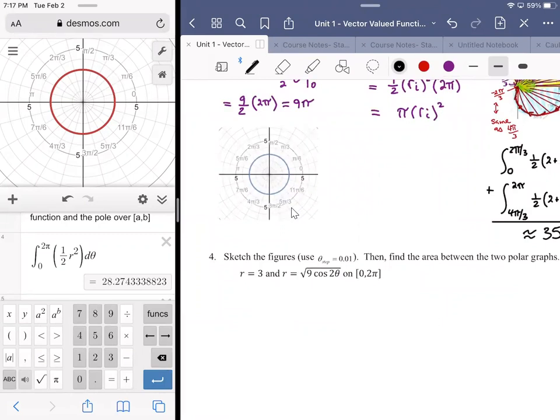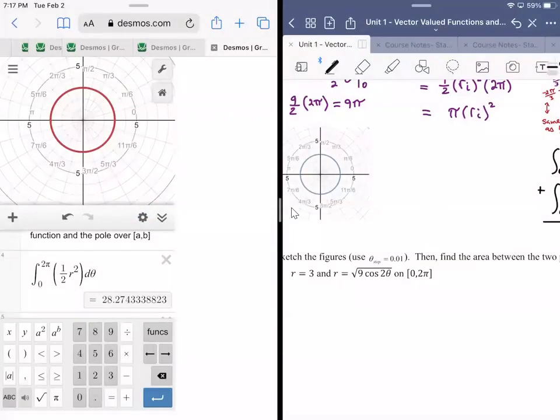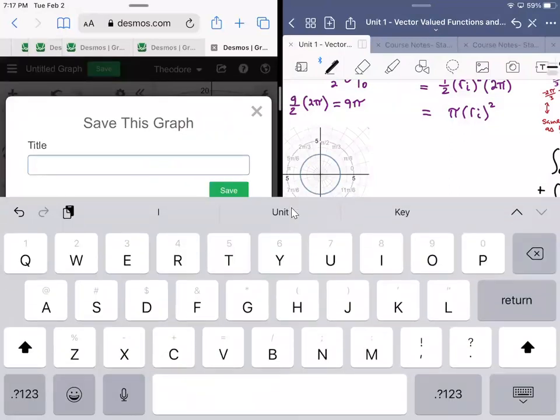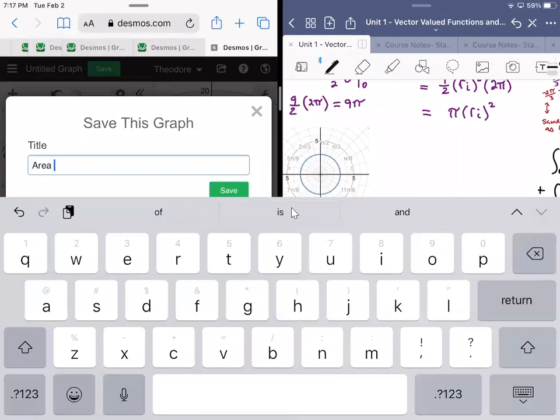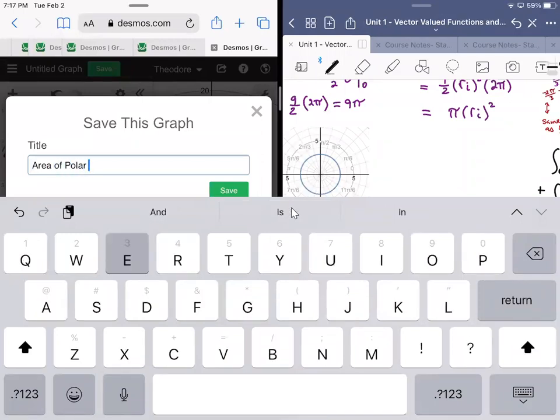But one thing that we do need to make sure is the case is that there is consistency within the domains for the two functions, right? The two polar equations. All right, so I'm going to save this. This would be area of polar equations.